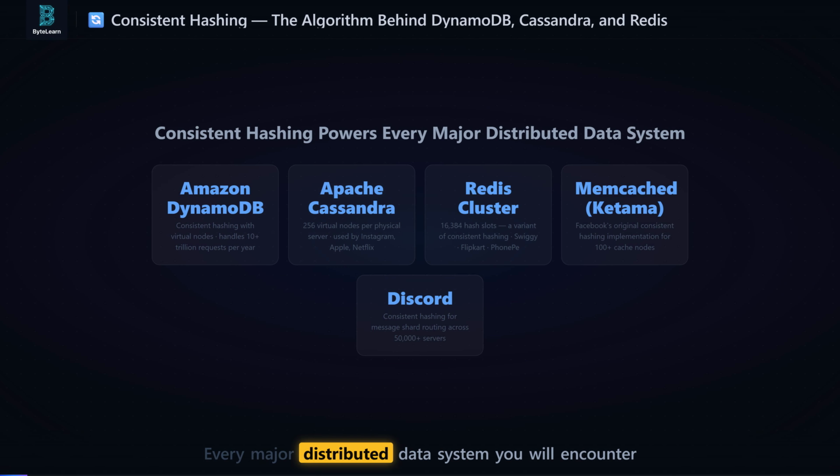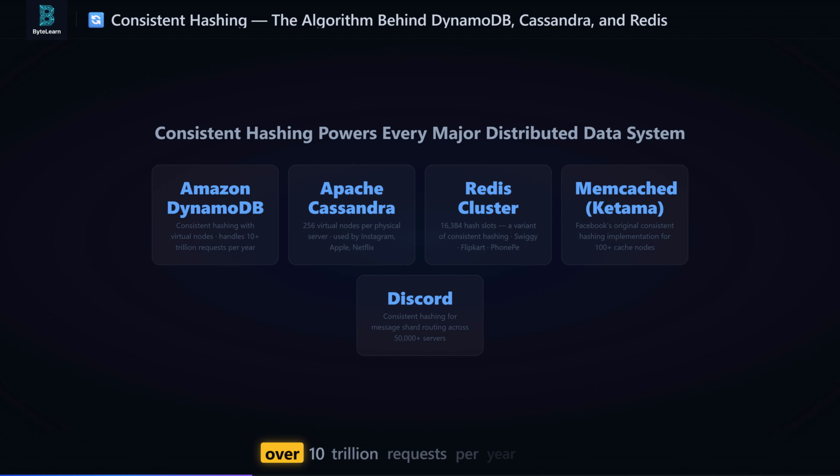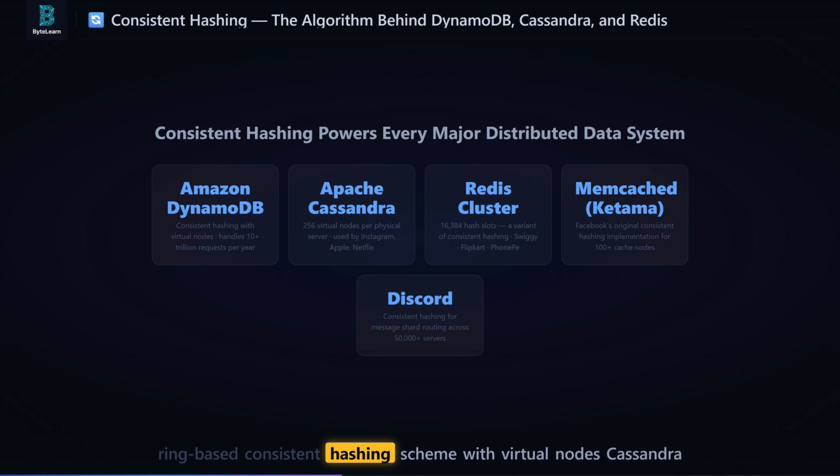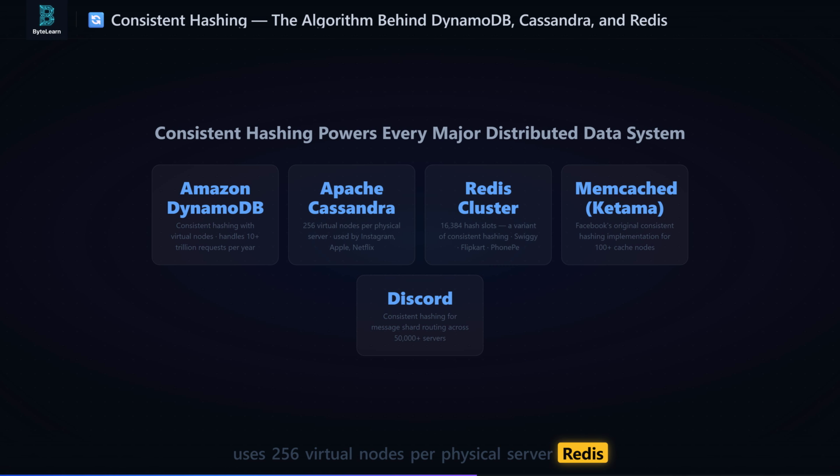Every major distributed data system you will encounter in a system design interview uses consistent hashing or a direct variant of it. DynamoDB handles over 10 trillion requests per year using a ring-based consistent hashing scheme with virtual nodes. Cassandra uses 256 virtual nodes per physical server. Redis Cluster uses 16,384 hash slots, a pre-sharded variant of the same idea.